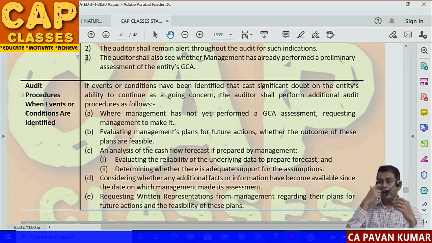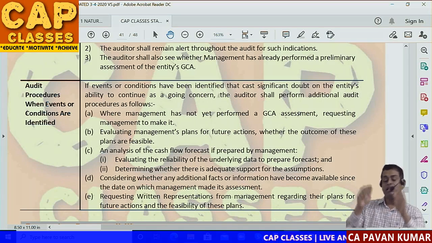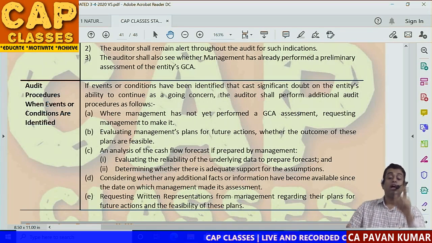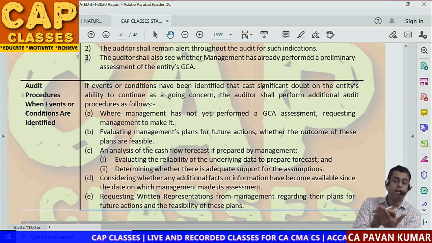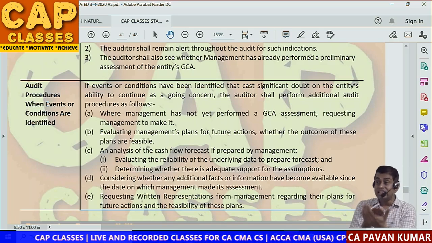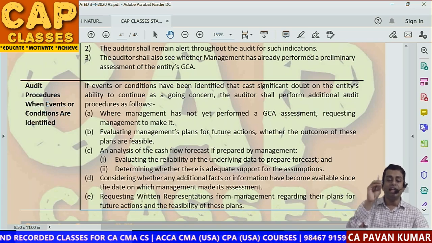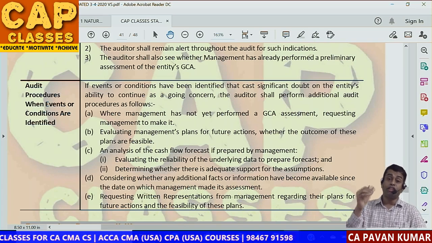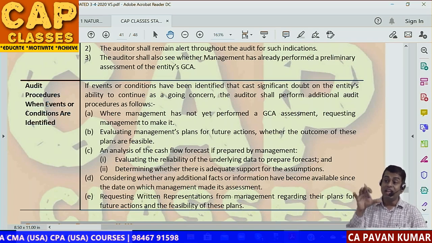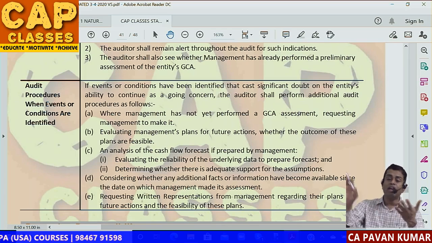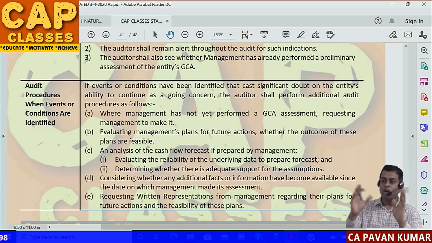So, what are the audit procedures? Step 1. Dear management, have you done going concern assumption analysis? Yes, sir. Take this. No, sir. Do this and give it to me. When I take the assessment of going concern assumption by the management, I see whether the assumptions made in cash flow projections are realistic. Whether the future course of action, what management is saying, Pavan sir, this problem we want to solve like this. You just think whether they are playing around with the numbers or they have a practical plan. That is what your audit procedure is.